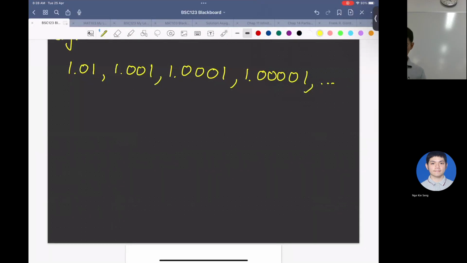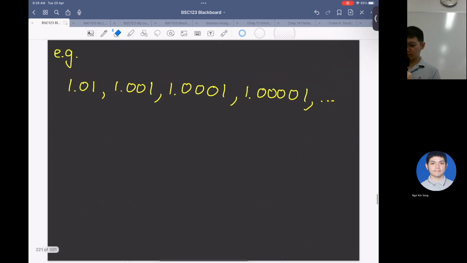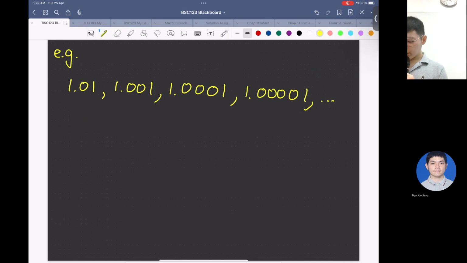Okay, let's take this sequence here: 1.01, 1.001, 1.0001. So you're adding a 0 at each step to the decimal place. So this sequence will get arbitrarily close to 1. And so this is one of the properties we want to find. So let's define it.